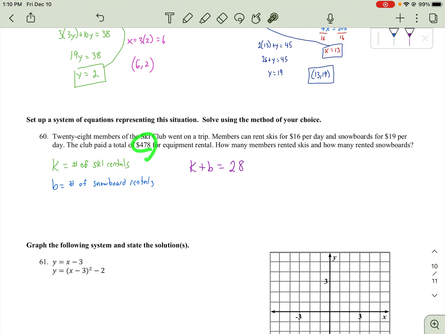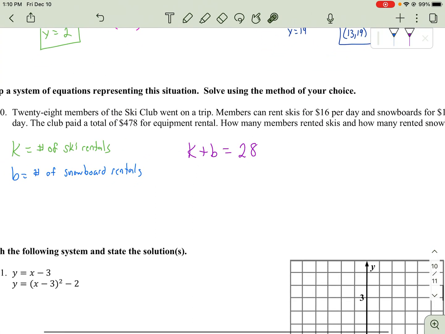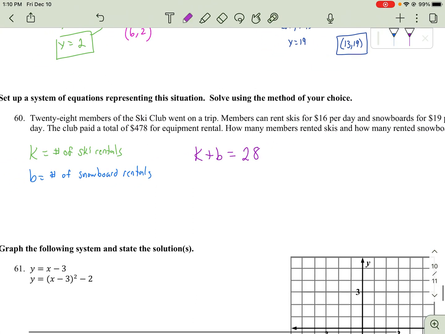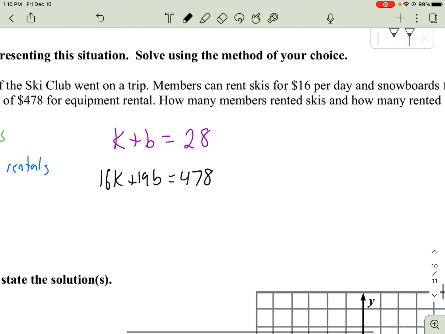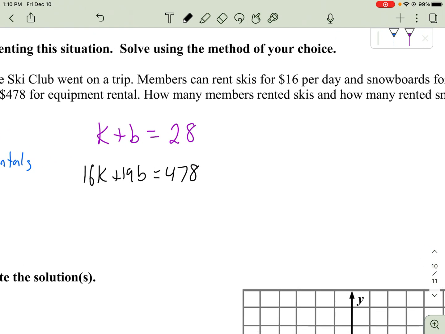Then we know how much they paid total, and we know how much they paid for each thing. So it's $16 for skis. So we can say $16 times every ski that was rented, plus $19 times every snowboard that was rented, is going to equal the total rent that was paid. And now here's a system of equations which you can solve any way you like.